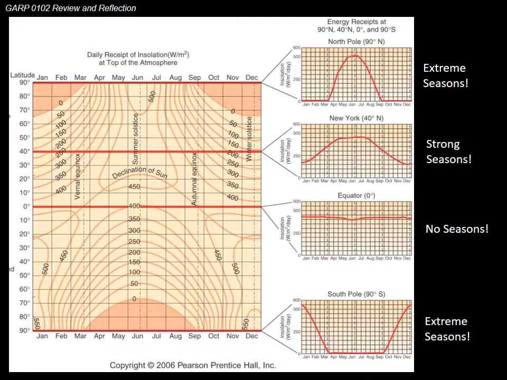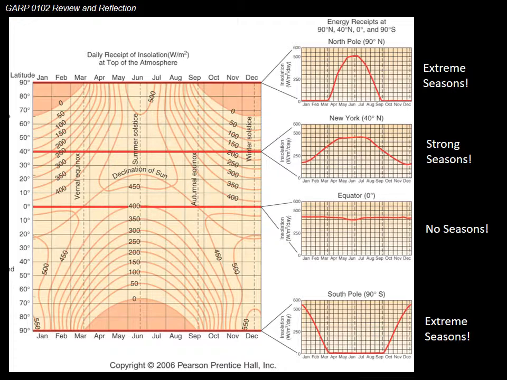We played around with this, we dissected this graph, we drew sketch graphs, right? So we start at the equator, for example: no seasons. Why are there no seasons at the equator? Well, because the amount of energy reaching the equator from the sun pretty much stays the same all year round. Therefore, the temperature at the equator stays the same all year round.